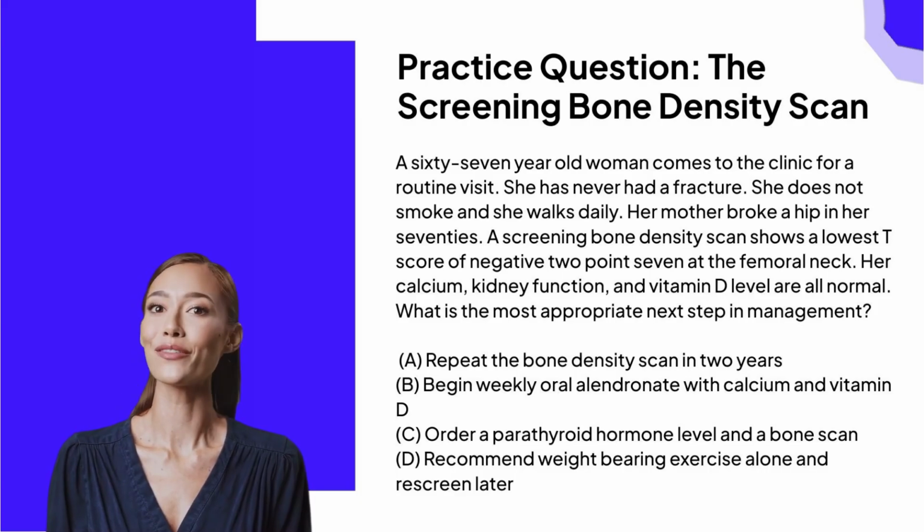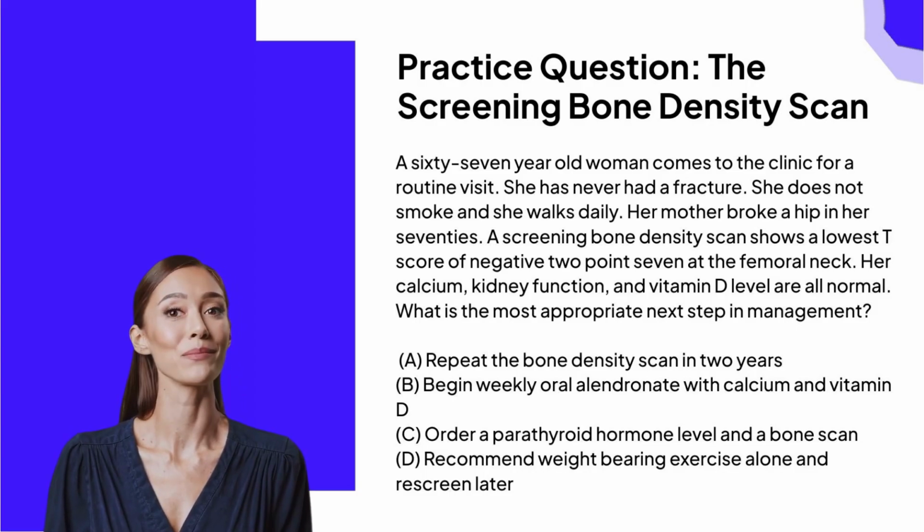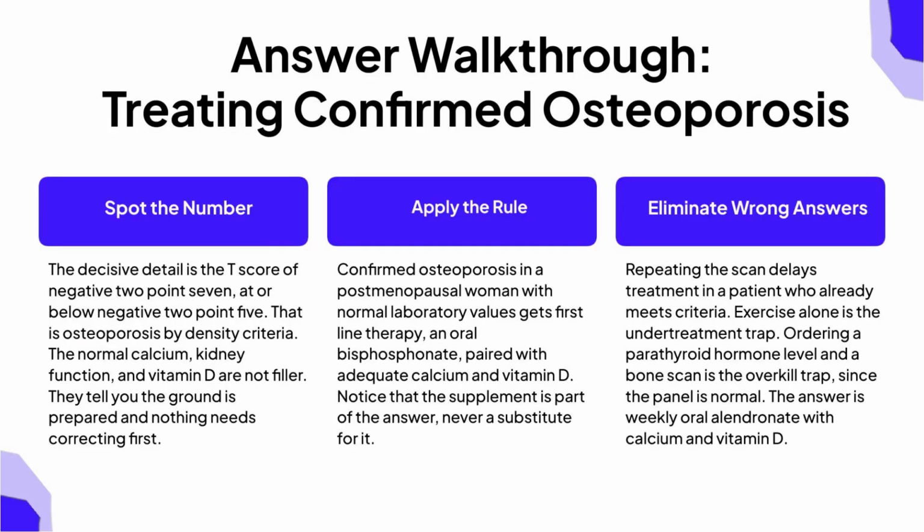Before the choices, find the number and ask what it commits you to. Then ask whether anything in the panel needs correcting first. Pick your answer. Let's break it down. Spot the number. A T-score of -2.7 is at or below -2.5, so that's osteoporosis by density criteria, and the normal calcium, kidney function, and vitamin D aren't filler. They tell you the ground is prepared and nothing needs correcting.